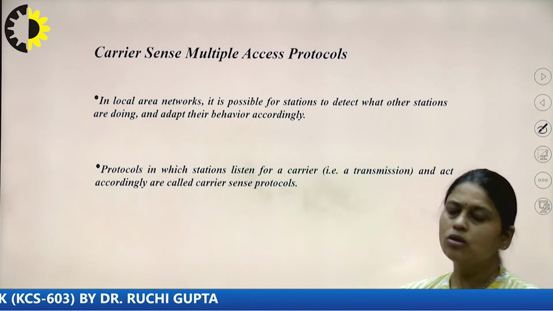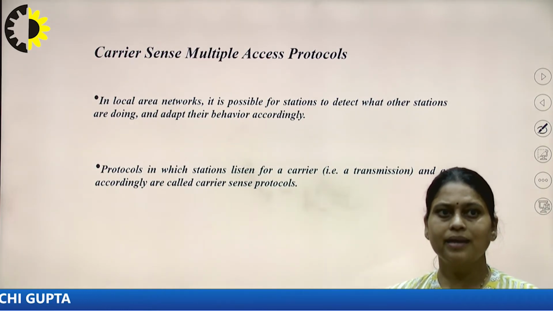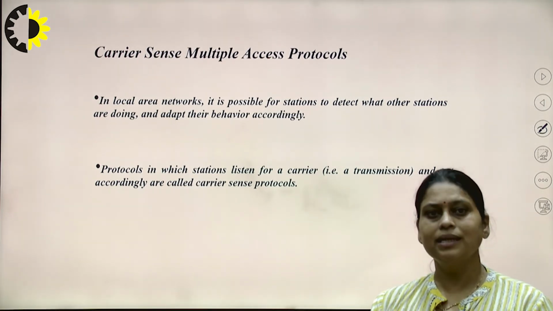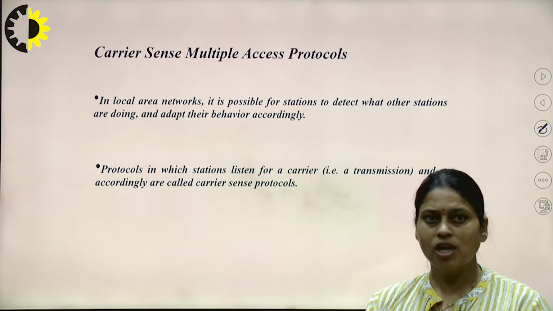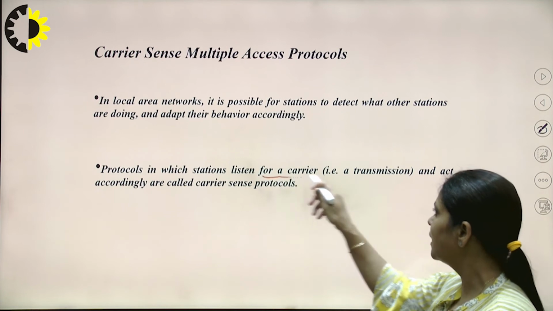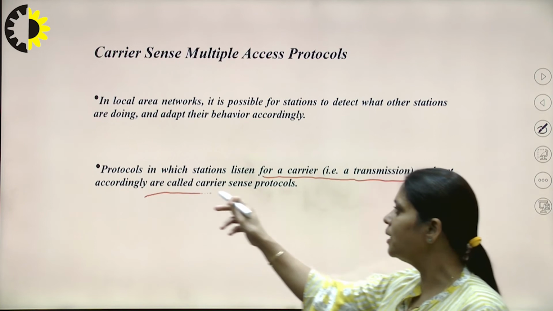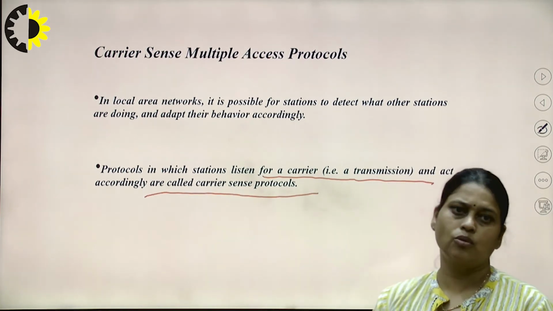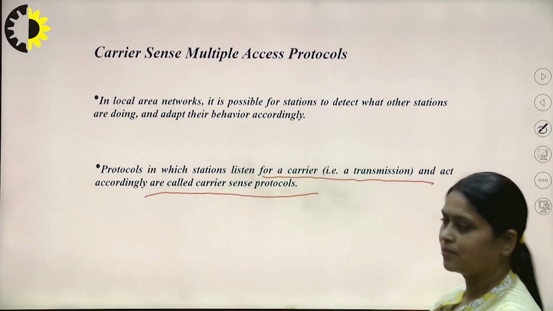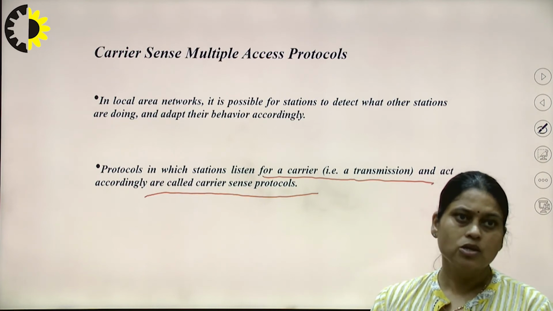Now, the next is the carrier sense multiple access protocol. In carrier sense multiple access protocols, all the stations first sense the channel before sending the data. Protocols in which stations listen for the carrier or the transmission and then act accordingly are called carrier sense protocols. So, before sending the data, it will sense the channel. If the channel is busy, the data will not be sent by the source.